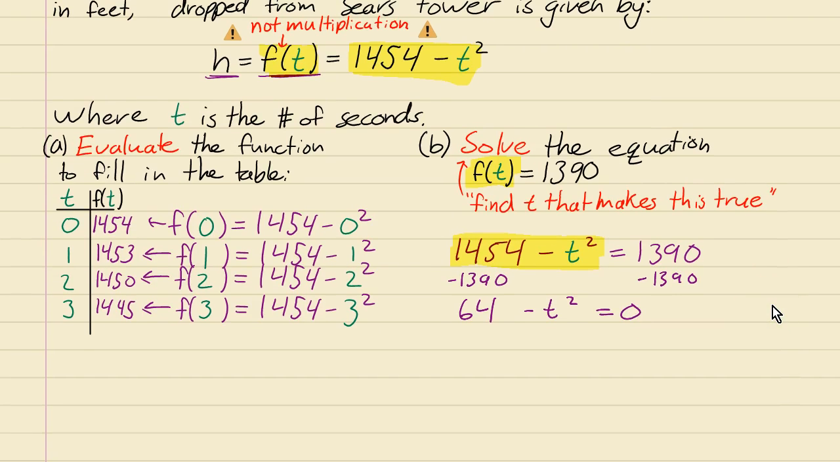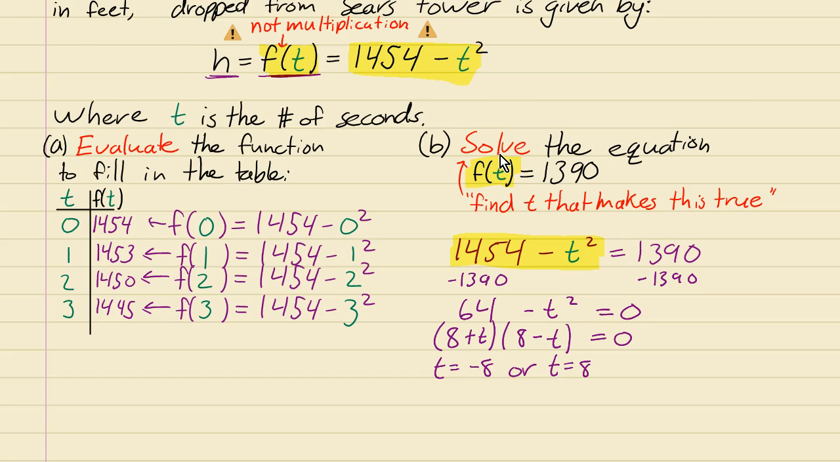You could actually solve this equation with just about every one of the methods. The quadratic formula would work, but I think the easiest way to do this is by factoring, because 64 minus t squared can be turned into 8 plus t times 8 minus t equals 0, and that either gives you t is negative 8 for the first one, or t equals positive 8 for the second one. Those should both work. And yeah, those are two values of t that make 1454 minus t squared, also known as f of t, equal to 1390.